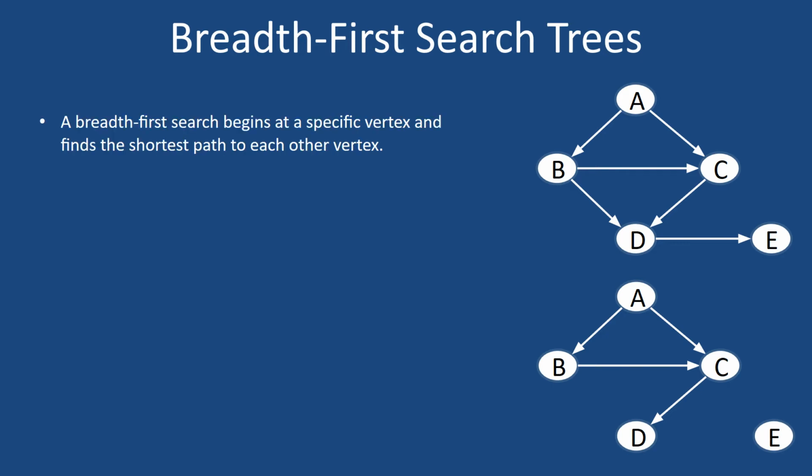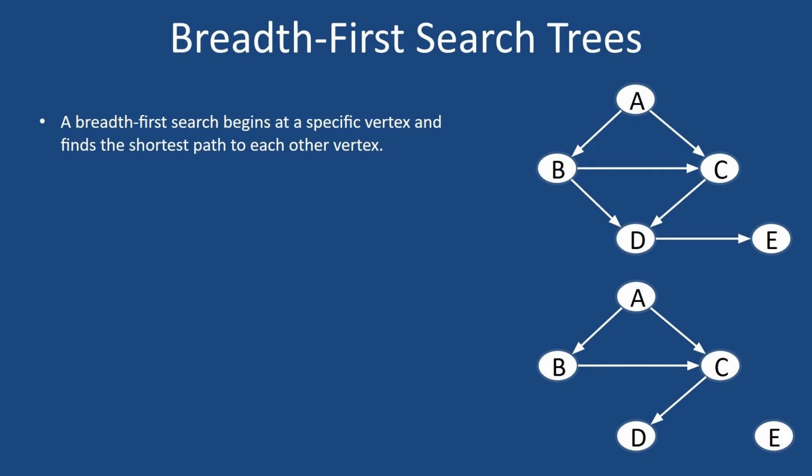So let me show you what I mean. Breadth-first search begins at a specified vertex and finds the shortest path to every other vertex. Now that's different from depth-first search in a couple ways. One is the shortest path, but the other one is, with depth-first search, there was no definition of where you start. It didn't matter where you started.